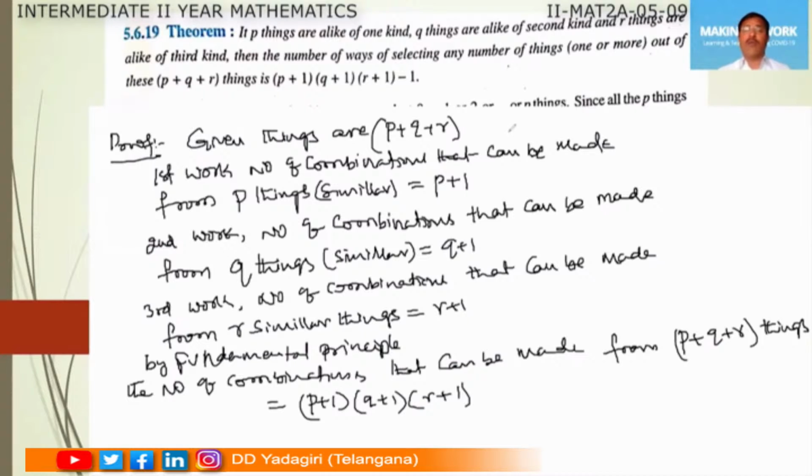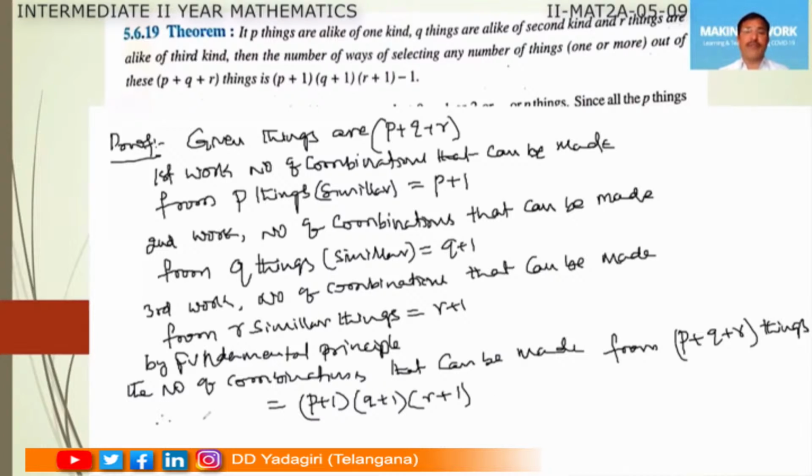But here, what kind of combinations did we actually count? By selecting any number of things at a time, by selecting one or more things at a time. Now, these combinations will also contain a combination which is formed without taking any element. Therefore, by taking one or more elements at a time, the number of combinations that can be made from these P plus Q plus R things is equal to this total number of combinations minus one combination which is made without taking any element, that is, made from 0 elements.